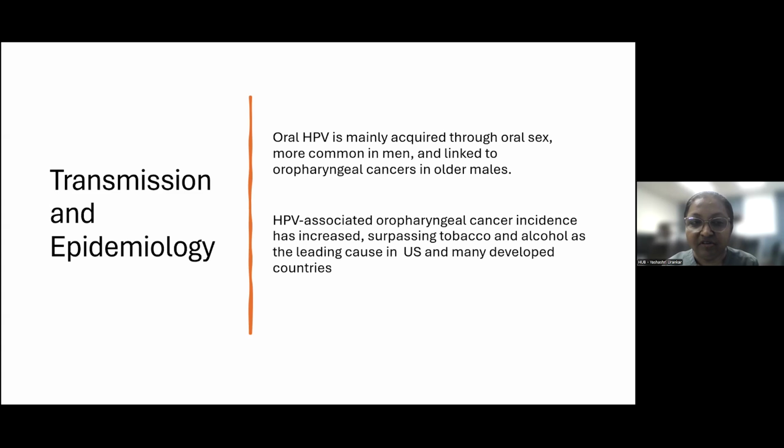Looking at transmission of this condition and epidemiology. Oral HPV infection is typically acquired through oral sexual contact, although other mechanisms of transmission are still being studied. The epidemiologic data indicate that oral HPV infection is more common in men than women and increases with age. These patterns help explain why HPV-associated oropharyngeal cancer disproportionately affects middle-aged and older men. Understanding HPV biology and transmission is foundational to appreciating its growing role in head and neck oncology and the importance of prevention and intervention, such as use of the vaccine.